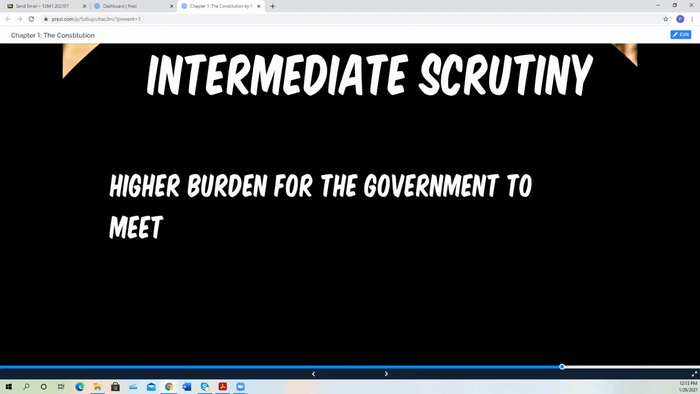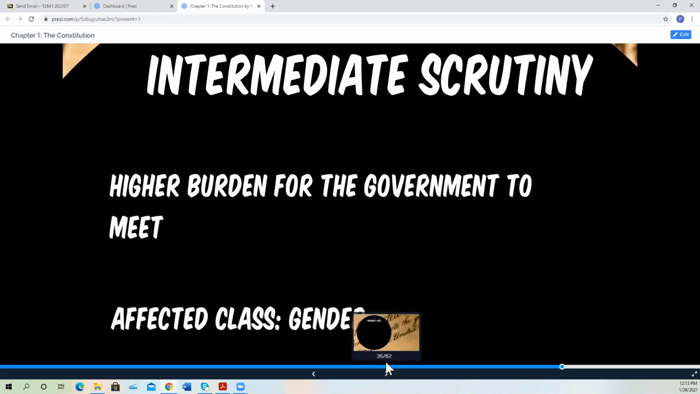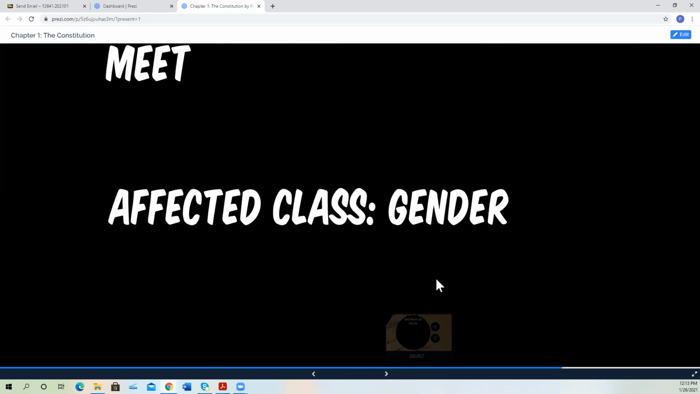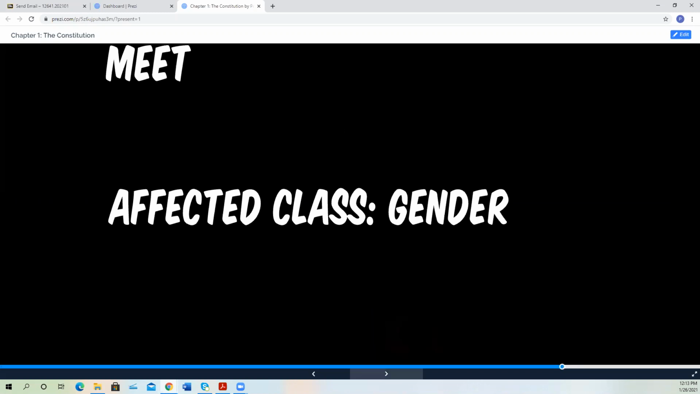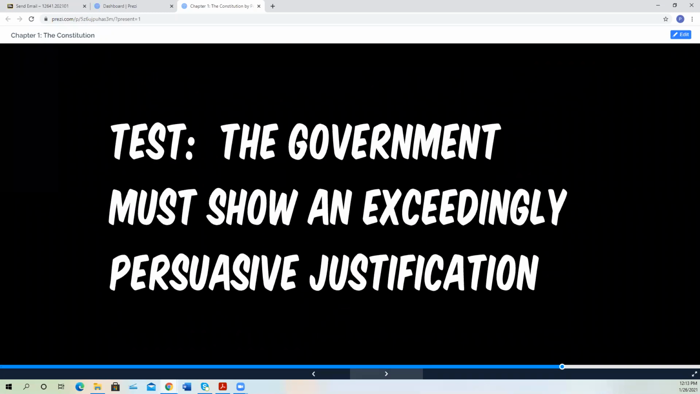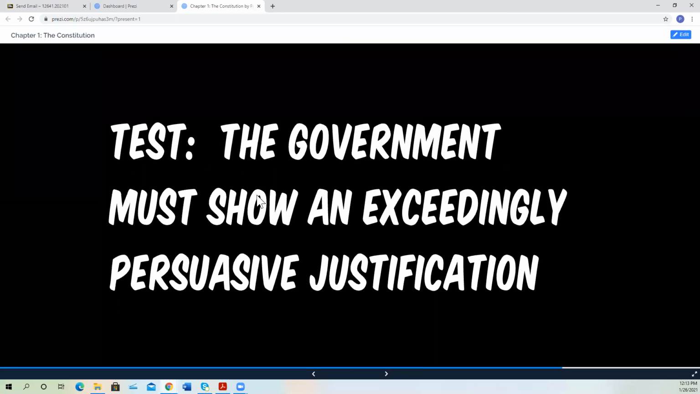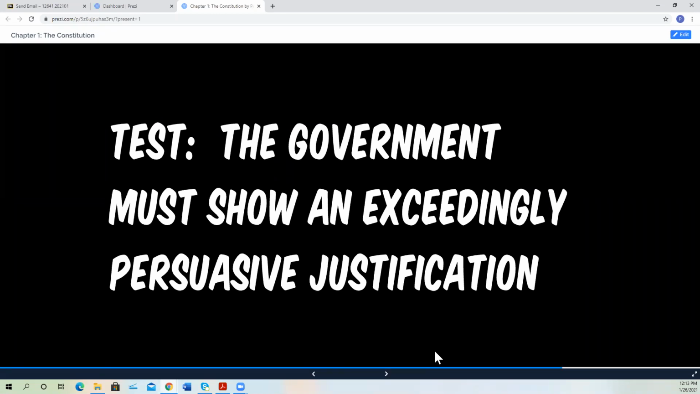It's a higher burden for the government to meet. So with the rational relationship, the person challenging the law must show there's no relationship. However, with the intermediate scrutiny, the burden is on the government now to meet this. And the affected class is gender. So for all laws that apply to a group of people, or treatment by the government of a group of people differently because of their gender, we're going to use the intermediate scrutiny test, which is the government must show an exceedingly persuasive justification.